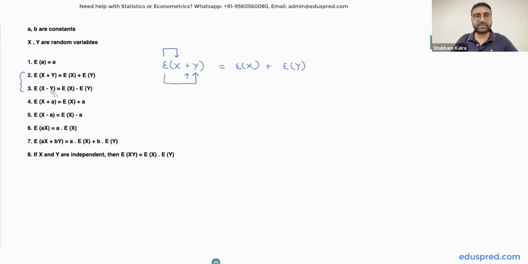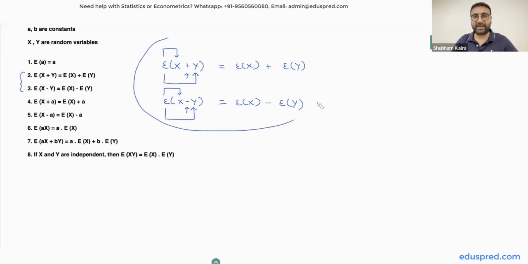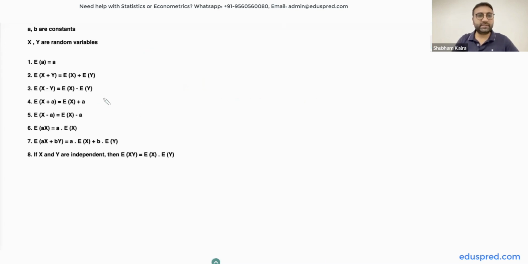Similarly, we can talk about the expected value of x minus y. The splitting mechanism over here is going to be the expected value of the first term, that is expected value of x. Now, because over here you have a negative sign, we are going to put a minus. And then we will take the expected value of the second term, which is y. So this is expected value of x minus the expected value of y, right? So this is the splitting mechanism that we have in this particular case. Now let's move to the next property.